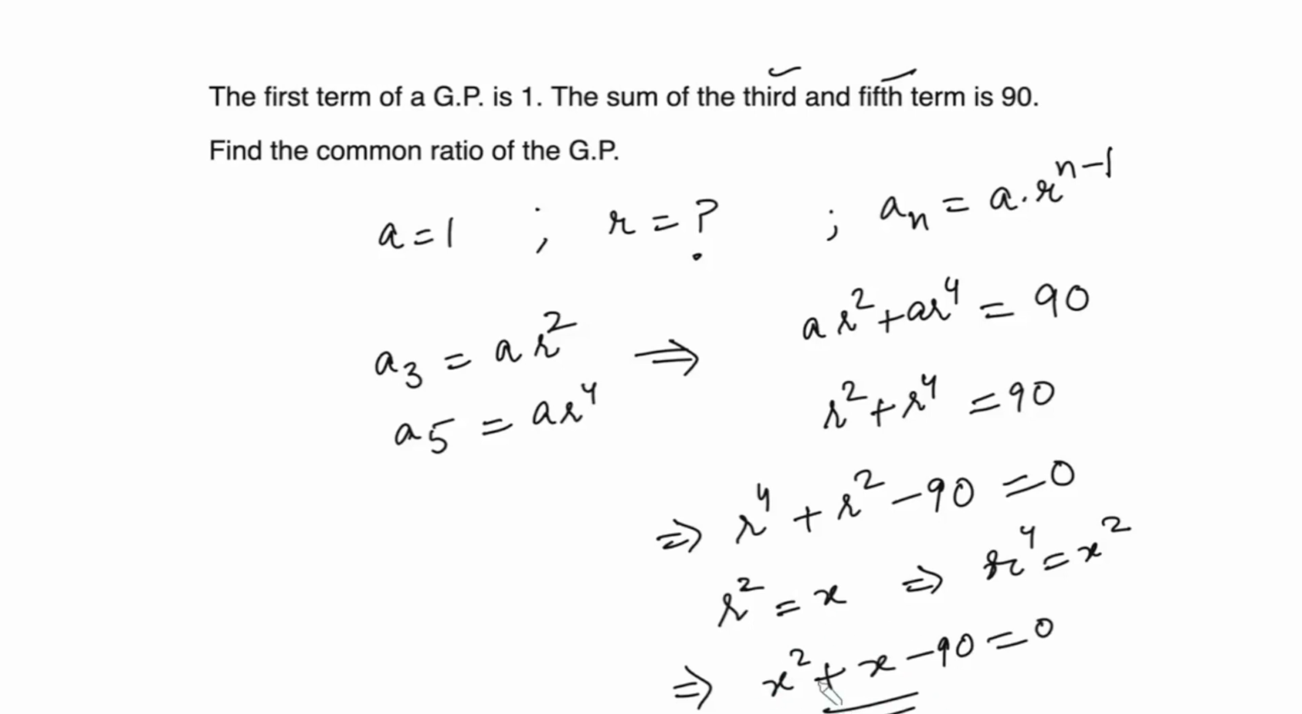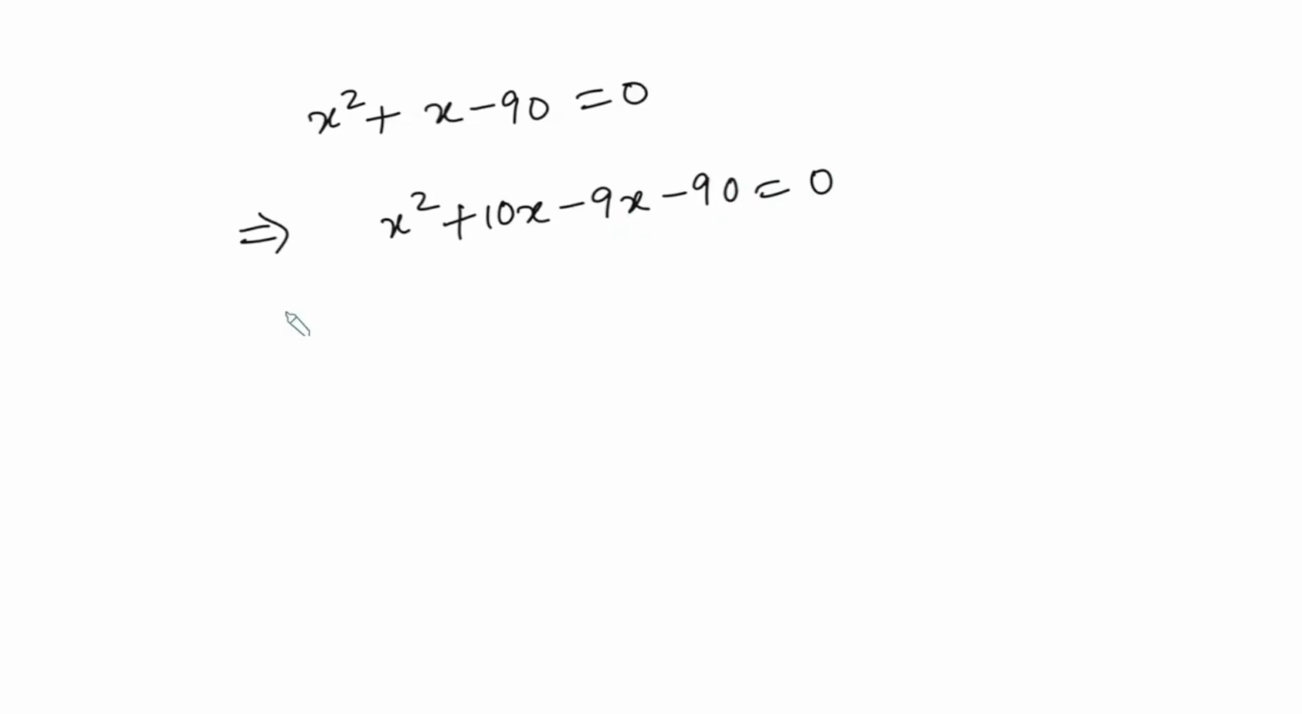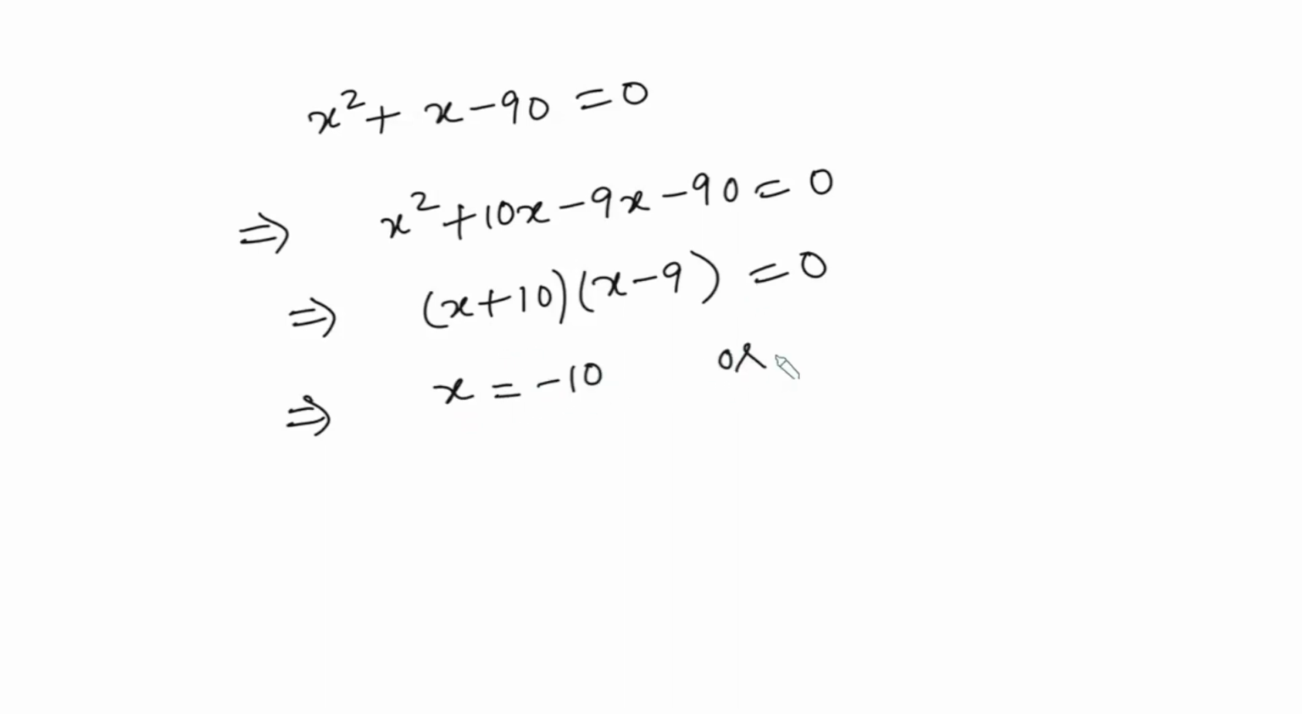Now this is a quadratic equation which we can factorize. So factorizing X squared plus X minus 90 equals 0, we get X squared plus 10X minus 9X minus 90 equals 0, which will give us two factors, X plus 10 and X minus 9. From here, we'll get two values of X. When you equate X plus 10 equals 0, you get X as negative 10. Or when you equate X minus 9 equals 0, you get X equals 9.